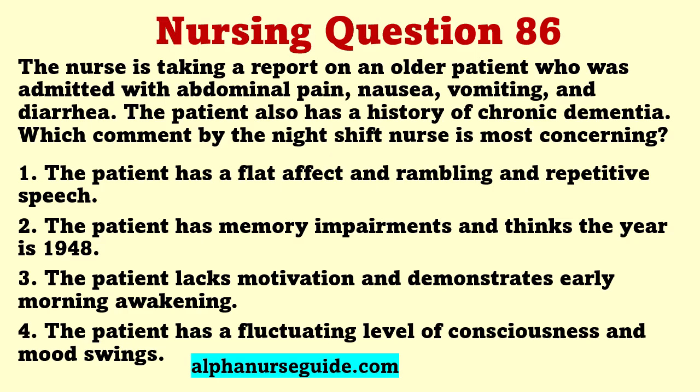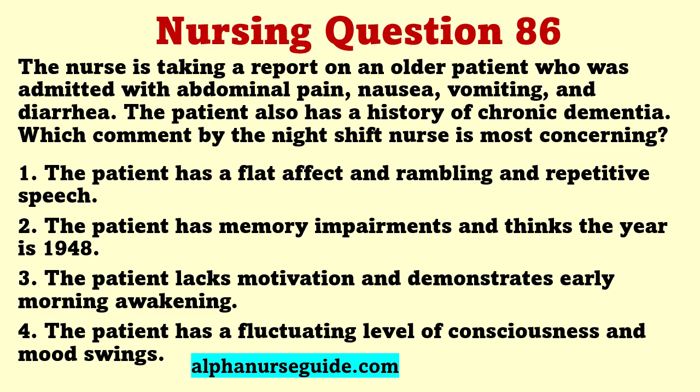The correct answer is 4. The patient has a fluctuating level of consciousness and mood swings. Rationale. A fluctuating level of consciousness and mood swings are associated more with acute delirium, which could be caused by many things, such as electrolyte imbalances, sepsis, or medications. Information about the patient's baseline behavior is essential.